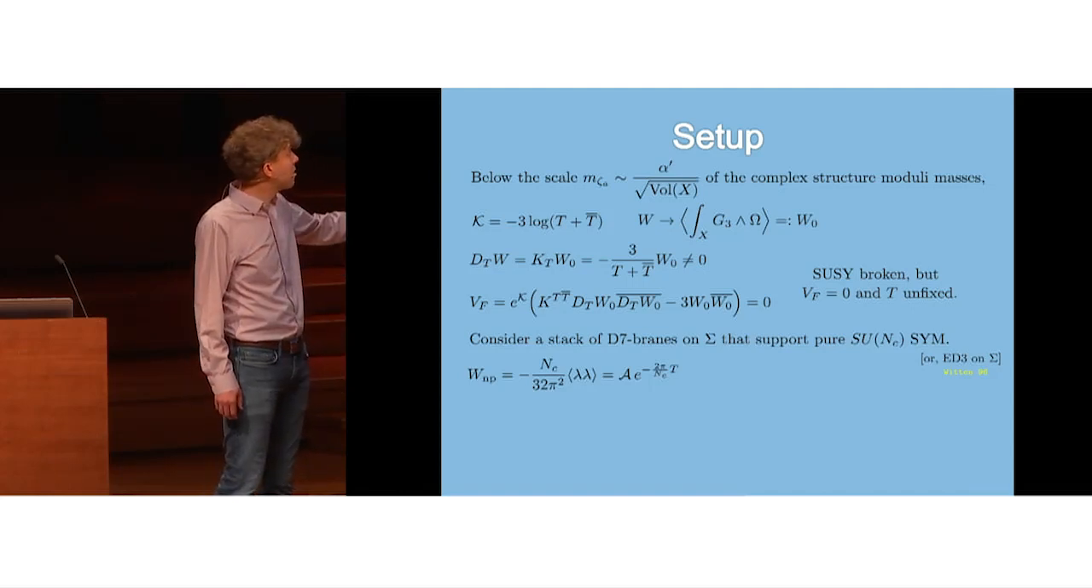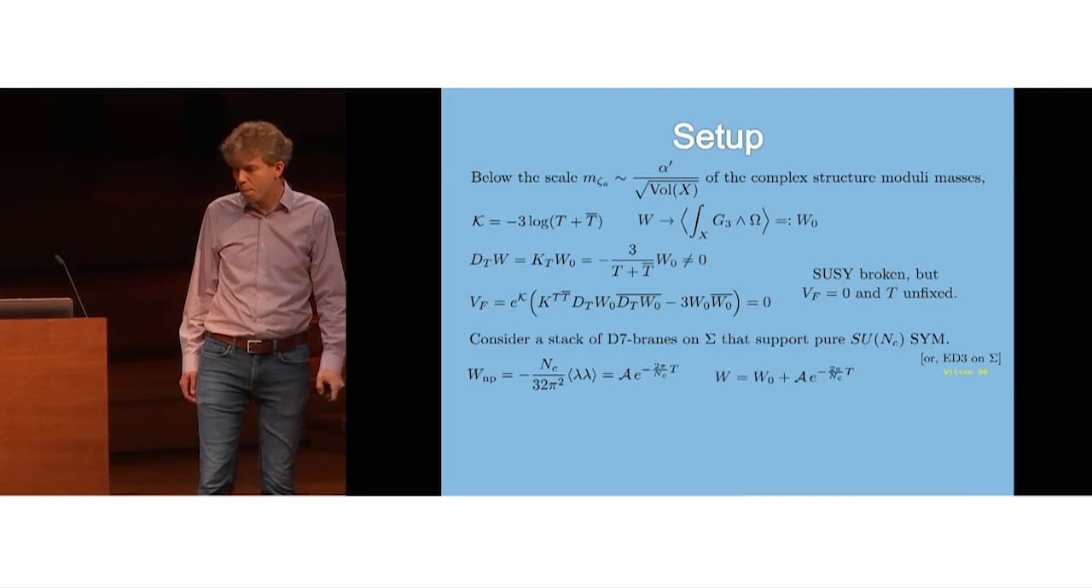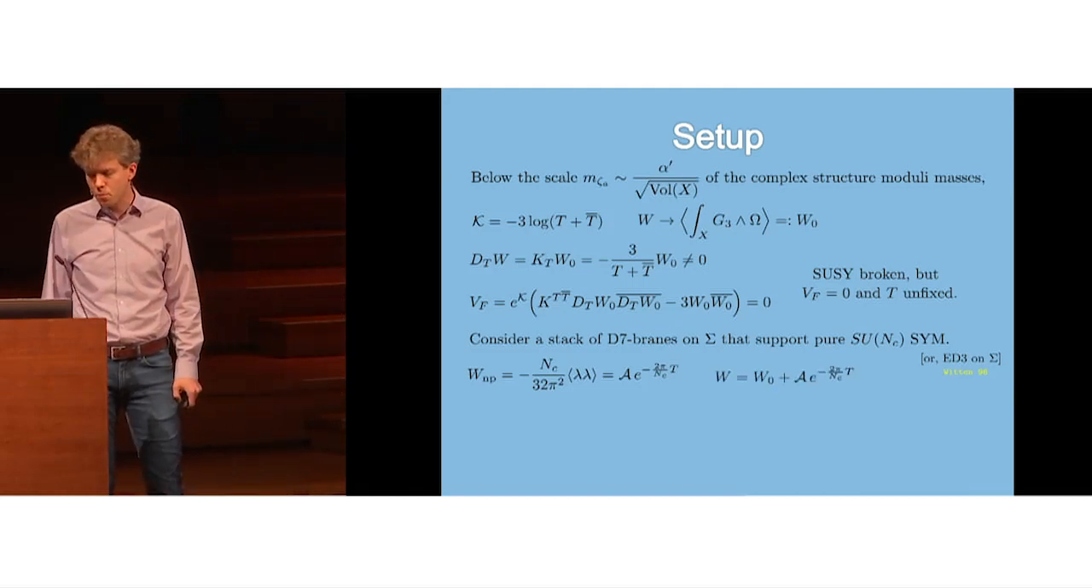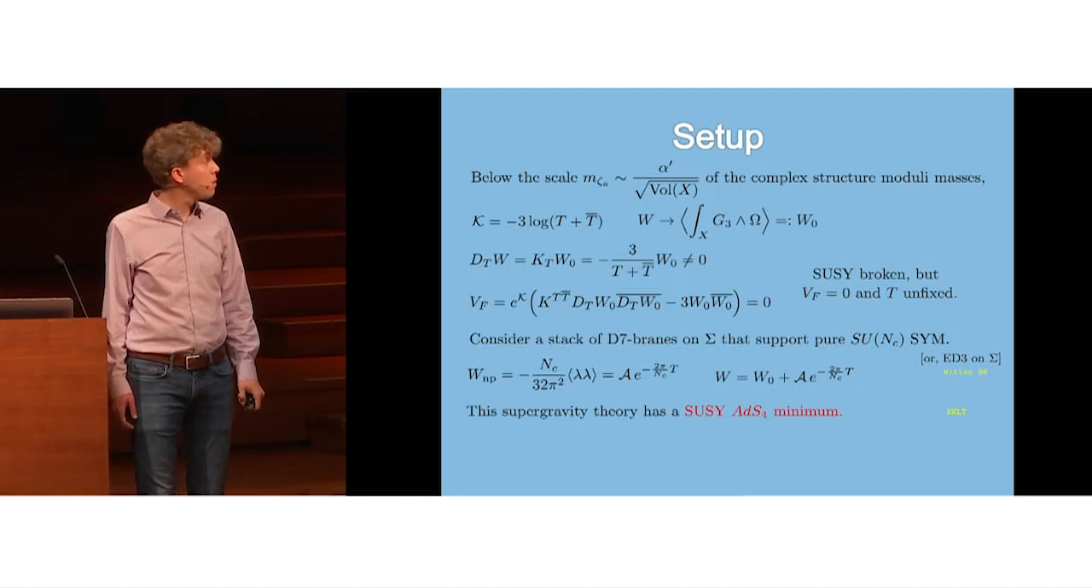The prefactor here depends on the complex structure moduli, but not on T. So in sum, the superpotential has a constant piece and an exponential piece. And the result of KKLT is that this supergravity theory has an AdS4 minimum that's supersymmetric.